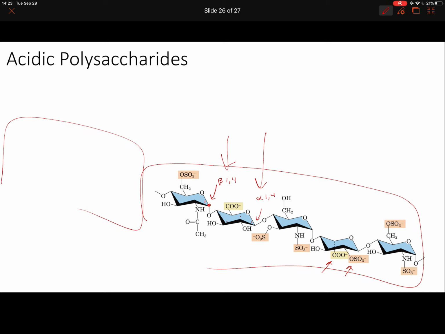Anyways, that's the end of this chapter. Again, acidic polysaccharides are not the focus of this, but just an example of how our bodies use similar molecules to do different jobs.